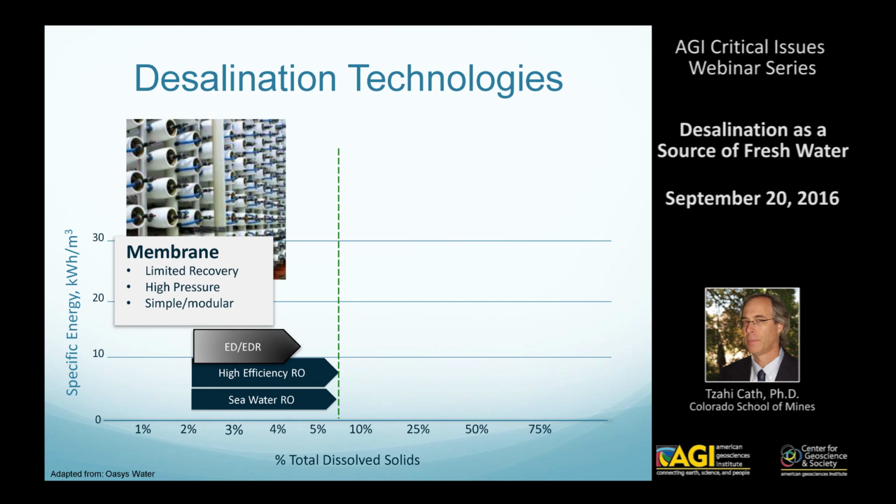So when we look at the spectrum of what we want to desalinate and how much it costs, you can see that on the bottom left we have different types of reverse osmosis and electrodialysis. They can work pretty well at salinities less than 7%, or 70 grams per liter, and the cost of desalination is somewhere around or less than 10 kilowatt hours per meter cubed of water produced.